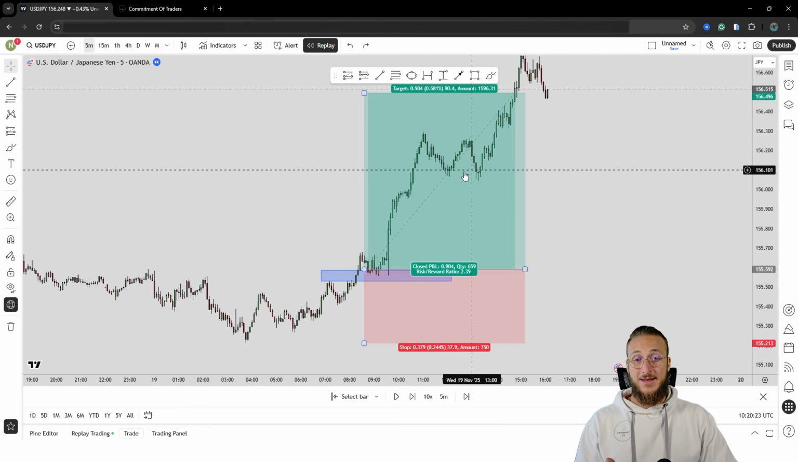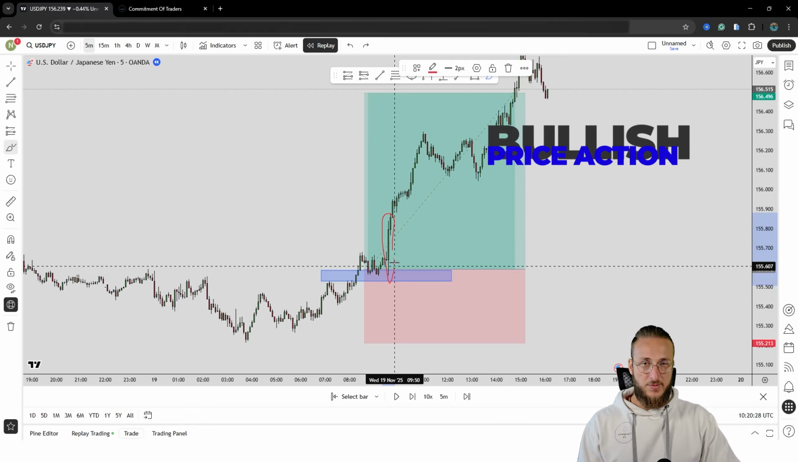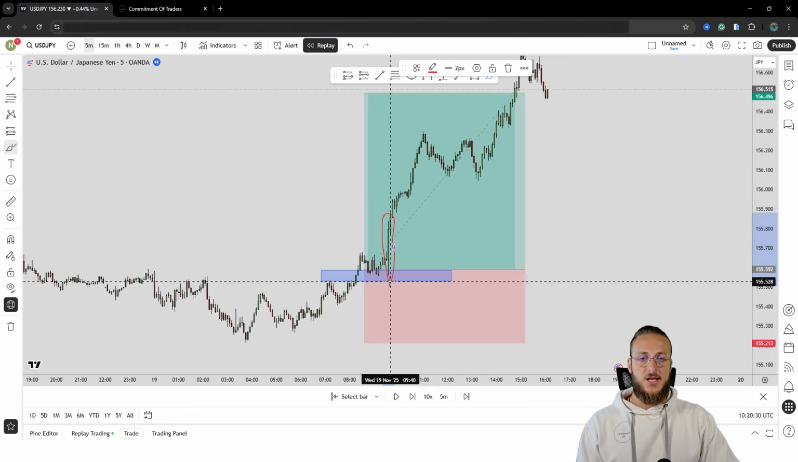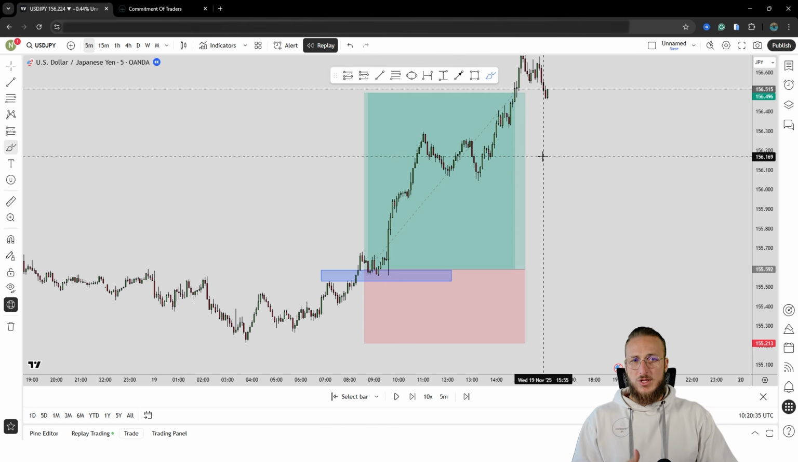So quite a nice setup, triggered with a quite massive start of the rejection to the upside, very little drawdown on the setup, almost immediately in profit. So this was a quite interesting setup. Let's speak about the next one.